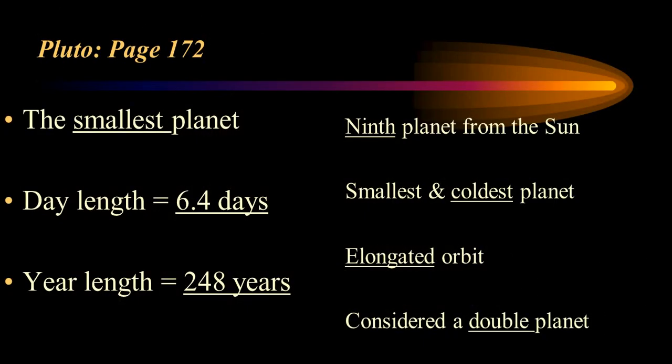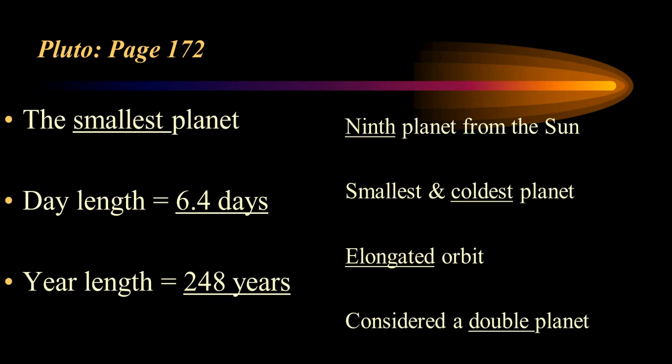All right, so it's the smallest planet, although, I believe that the time this PowerPoint was originally written, it was actually still a planet. So now instead of it being the smallest planet, it's going to be a dwarf planet. It's probably not even on your pages, right? Probably not. 6.4 days for 1 day and 248 years to go around the sun. So it's the 9th planet, although now it's a dwarf planet.